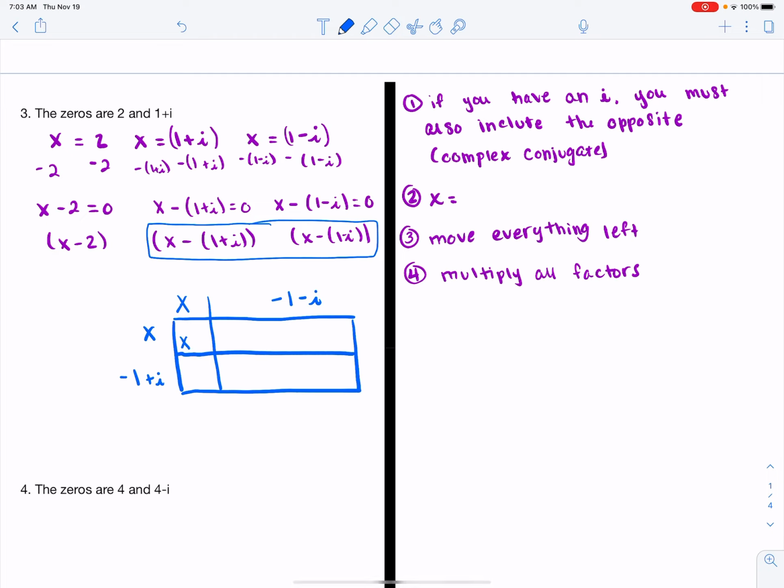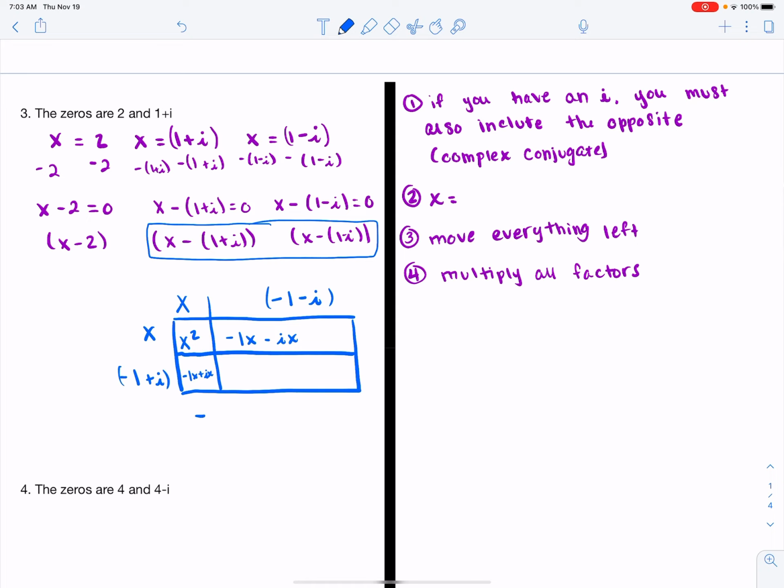x times x, easy. x squared. x times negative 1 minus i. You're going to distribute the x. So x times negative 1 is negative x. x times negative i is negative ix. Same thing when you come down. Negative 1 plus i times x is negative 1x plus ix. Okay? Then, in order to find this last part, we have to multiply everything. So we basically have to FOIL our i pieces.